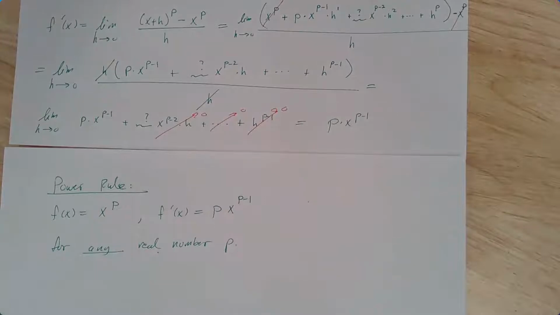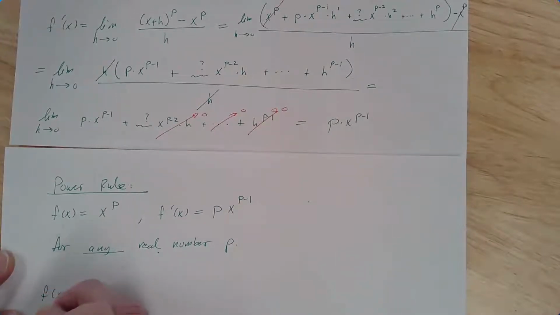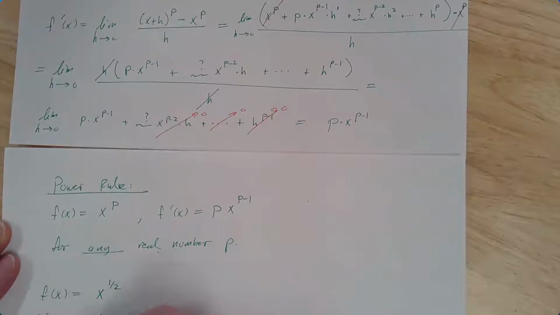So for example, if my function was, say, x to the 1/2, we could use the power rule and say the derivative is going to be 1/2 times x to the 1/2 minus 1, which is 1/2 times x to the -1/2.